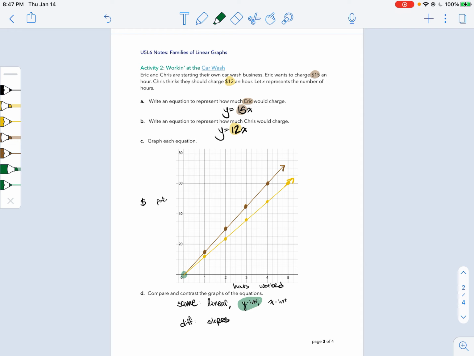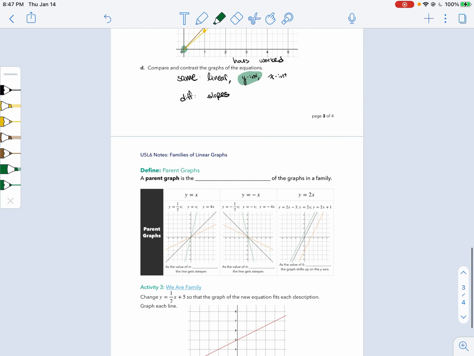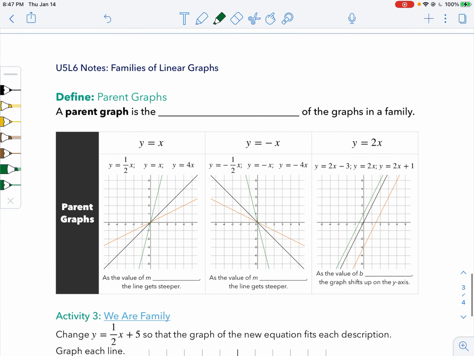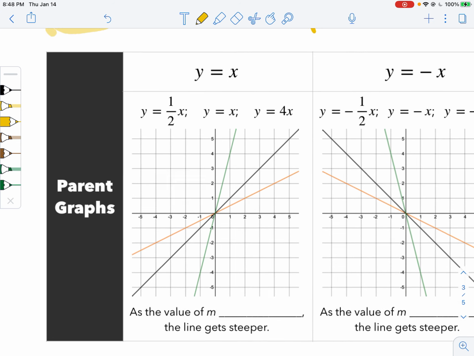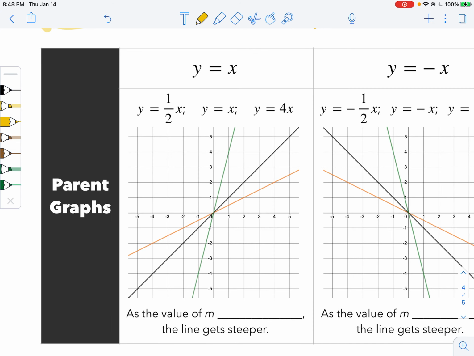Yay! Cool. So we're talking about families. Let's do one more term when we're talking about families. We'll talk about the parent graph. The parent graph is the main squeeze, the main guy. It's the simplest. It's the one that comes first. It's the simplest of all the graphs in the family. It's the most basic. For example, y equals x is the most basic in this family.